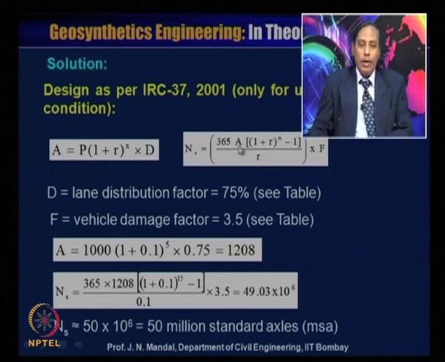Similarly, you can calculate NS. NS is equal to 365 into A. We obtained 1208, so this is 1208 into 1 plus again R is equal to 0.1.